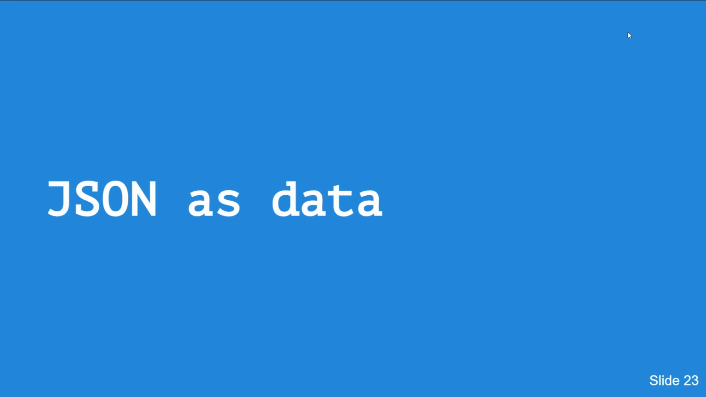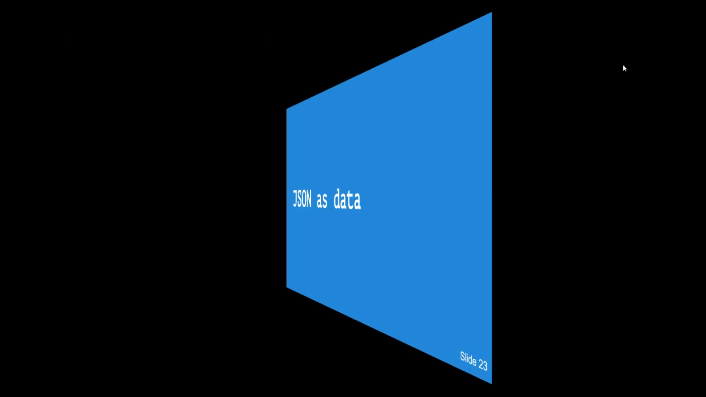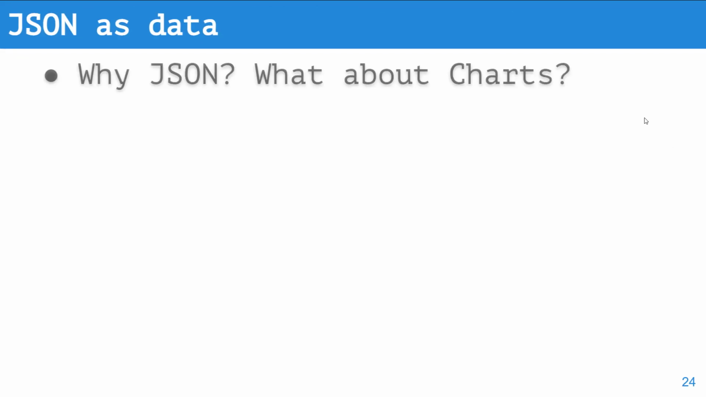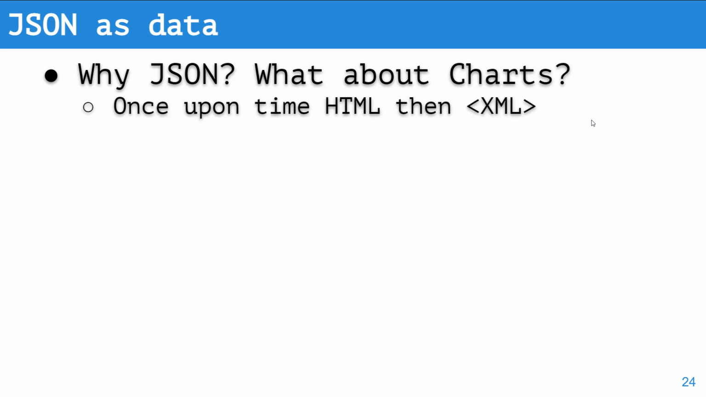Now, before we can dig deeper into the data for the slides, we've got to talk about JSON as data a little bit. And so, why JSON now? Because I thought it was about charts, but charts need data. And so how do you package the data for them?